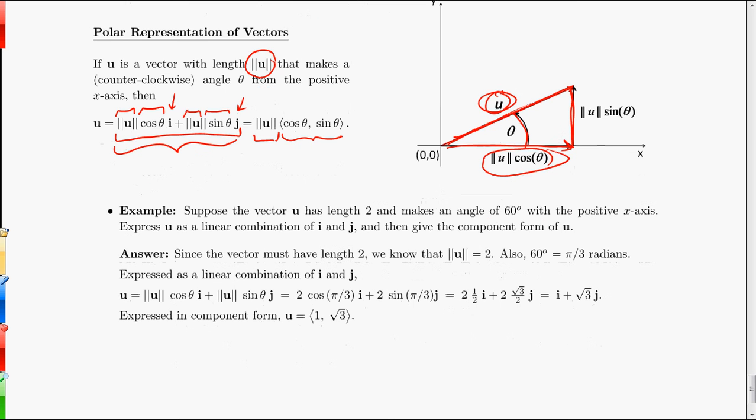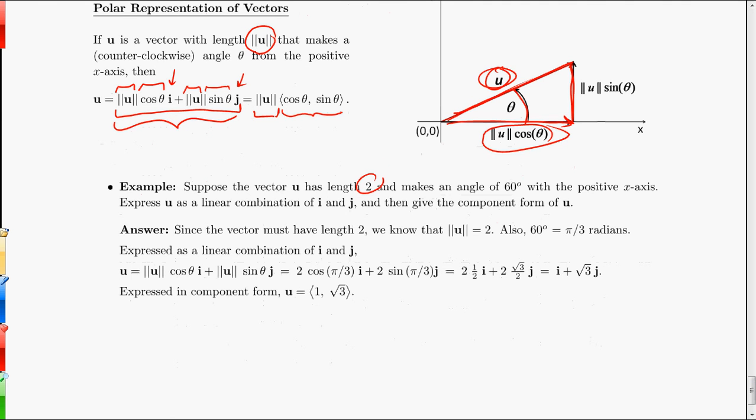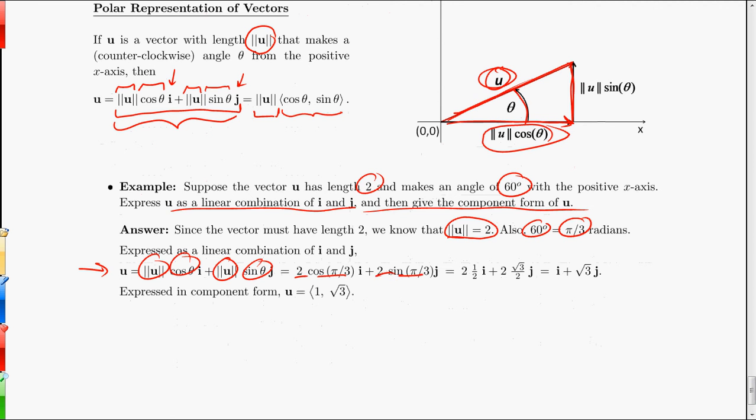For example, suppose the vector u has length 2 and makes an angle of 60 degrees with the positive x-axis. Express u as a linear combination of i and j, and then give the component form of u. I have the length of u, that's 2. 60 degrees is pi over 3. So as a linear combination of i and j, we get 2 cosine of pi over 3 and 2 sine of pi over 3.